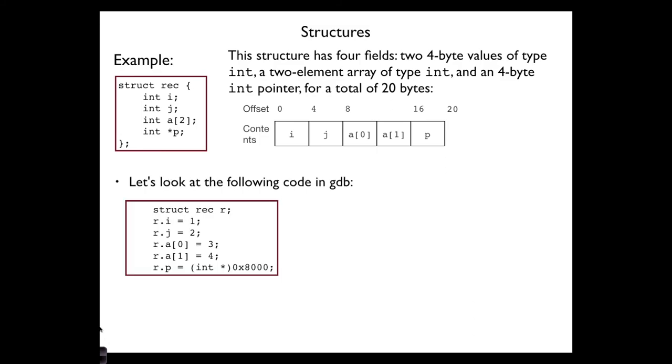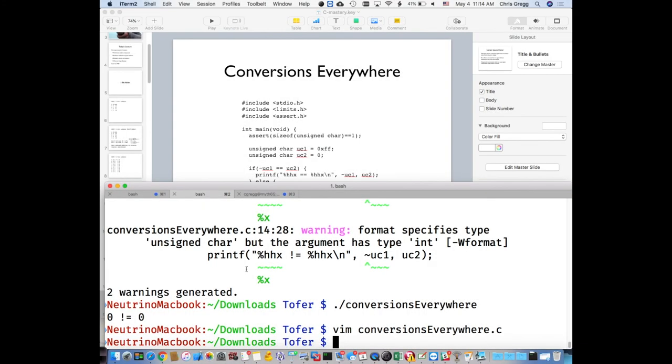I wanted to look at a little bit of code on our Raspberry Pi, in the debugger here, and I want to show you what this actually looks like. So here's the code we're going to look at. It's going to set up a struct. We're going to say struct rec r, and then we're going to set r.i to 1, j to 2, a0 to 3, a1 to 4, and then the pointer to 8000. Let's see what that actually looks like.